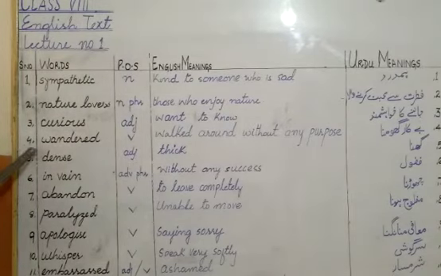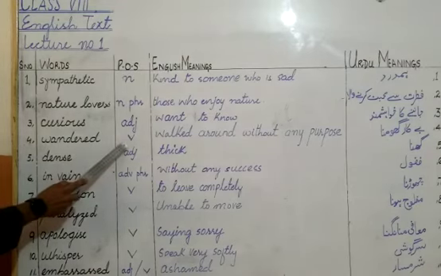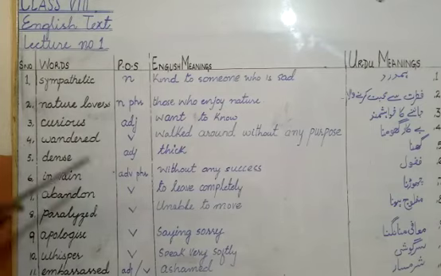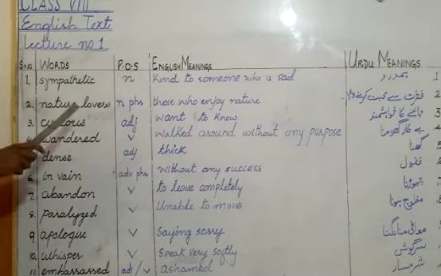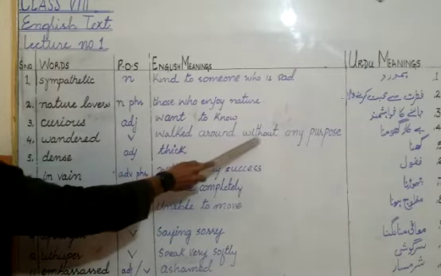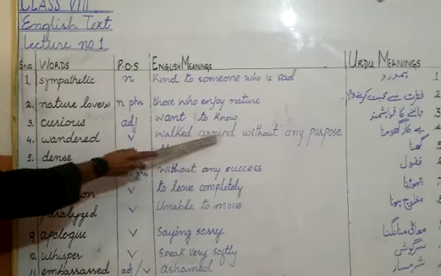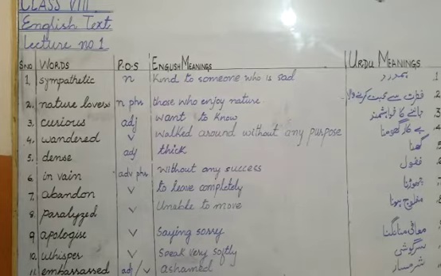The fourth word is wandered. Wander. It is a verb and its Urdu meaning is bekar घूमना, आवारा गर्दी करना, बेकार घूमना, मारा मारा घूमना. And the English meaning is walked around without any purpose. For a long time, he wandered in fear from place to place.